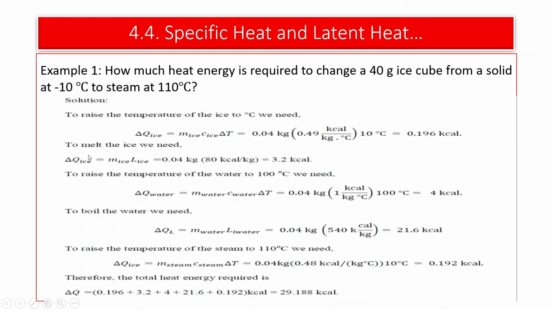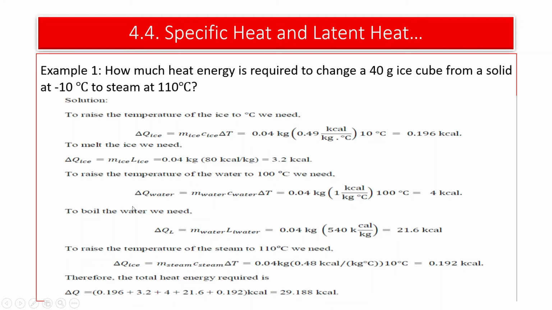Q2 is the energy needed for the phase change from solid to liquid. So in this case we have to use the latent heat of fusion. We have a mass of ice of 0.04 kg, and the latent heat of fusion is 80 kilocalorie per kg. So Q2 will be 3.2 kilocalorie.